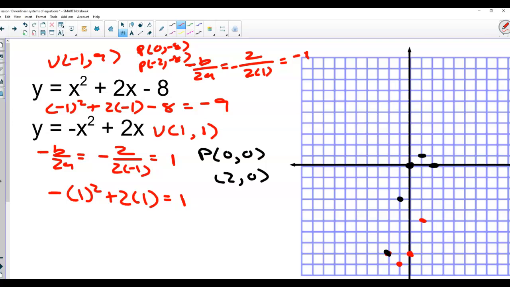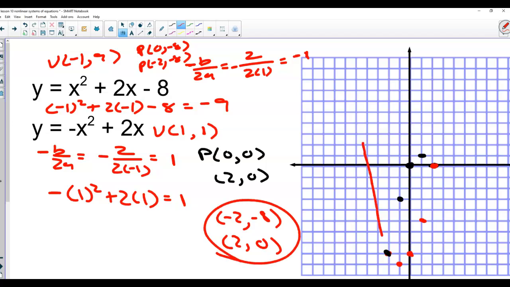Let's plug 2 in. 2 squared is 4. 2 times 2 is 4. 4 plus 4 is 8. 8 minus 8 is 0. There's my second point of intersection. So my answers are going to be -2, -8 and 2, 0.